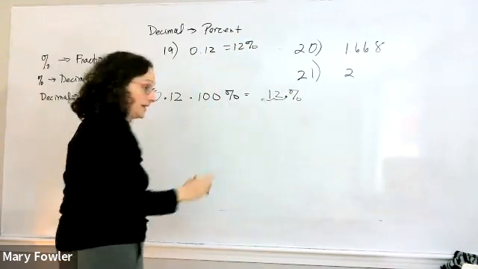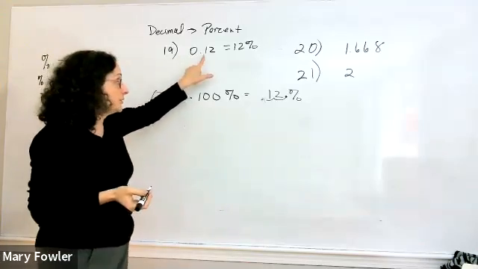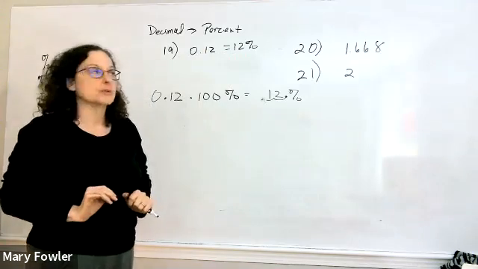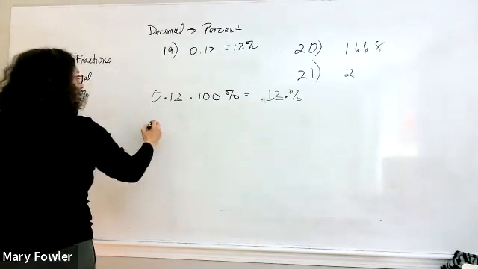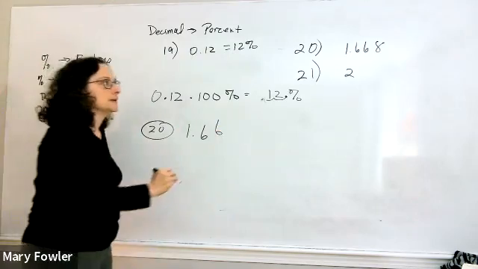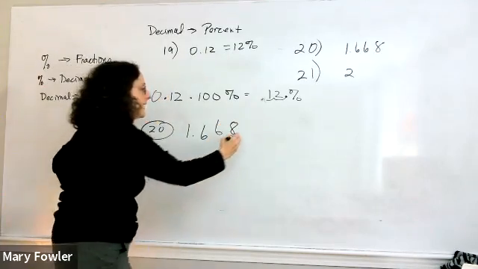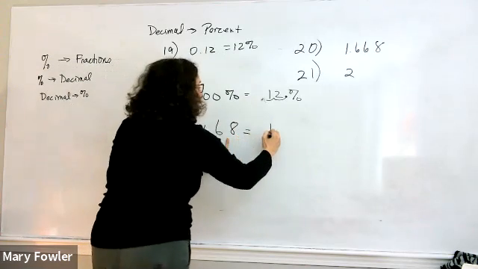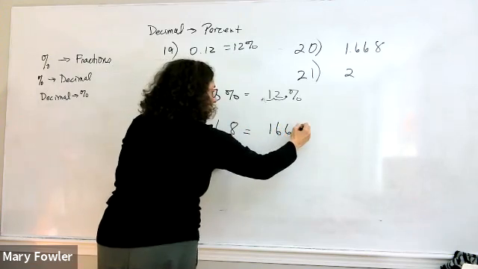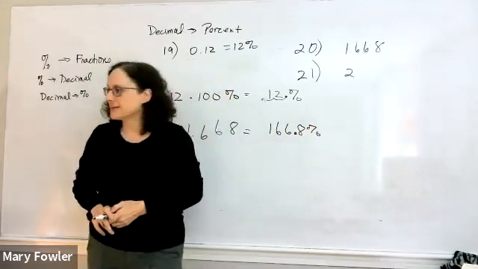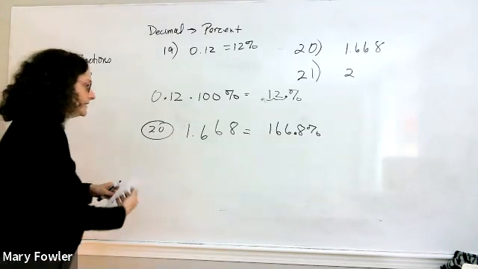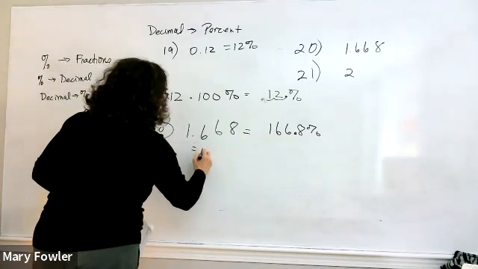Really, it's always going to be the case that if you have a decimal and you're going to move to a percent, you just have to move your decimal point 2 places to the right. So let's go ahead and work through a couple more problems. Number 20 is 1.668, and that's going to be equal to 166.8%. Okay, so again, multiplying by 100%.